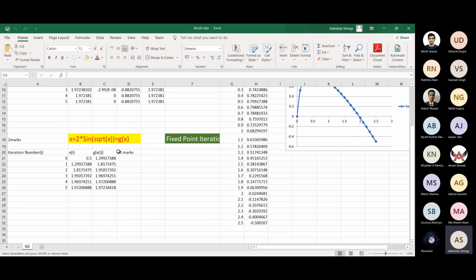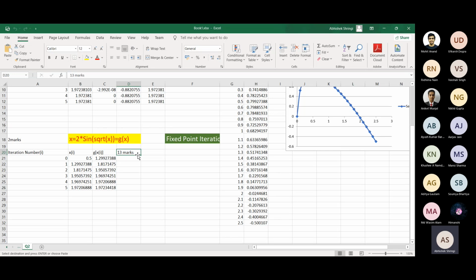So what you had to do in fixed point iteration is develop a function called gx, such that xi plus 1 is equal to gxi, and then repeatedly iterate, and the initial guess as given in the question had to be taken to be 0.5. After that, the question was fairly straightforward. If you have written the function gxi, that is 2 sine under root x, correctly, you have been given 2 marks for that. And if you have carried out the calculations of the iterations correctly, you have been given the full 13 marks.